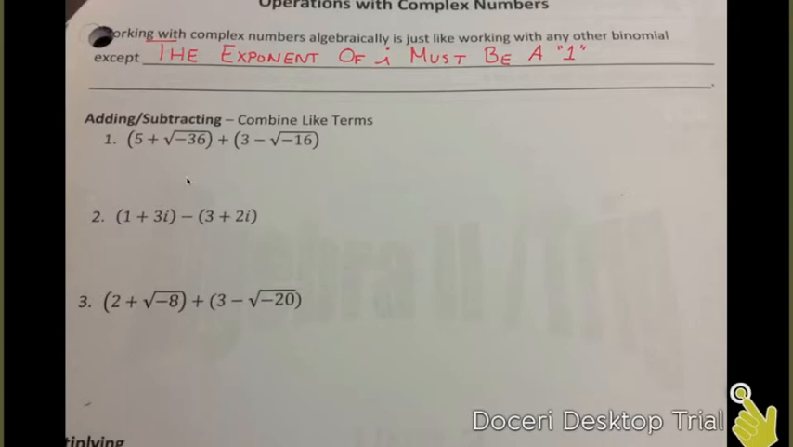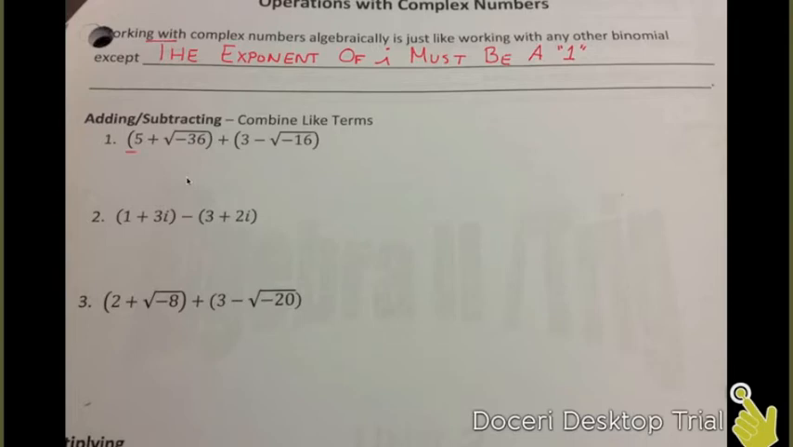It can't be anything else. Doing a couple examples here very quickly. When you are adding or subtracting, it's just like working with any other binomials, trinomials, any other polynomials. You want to combine the like terms. So let's go ahead and simplify this a little bit and see if we get any like terms.